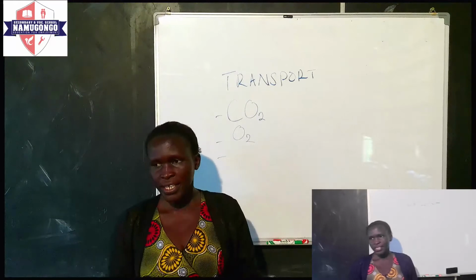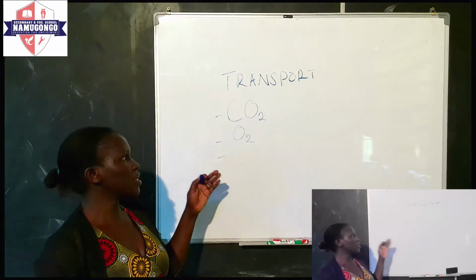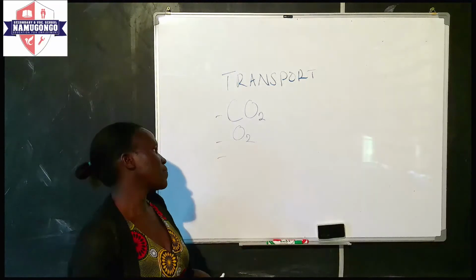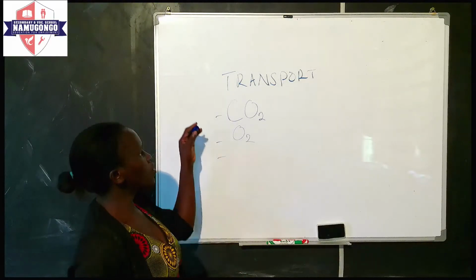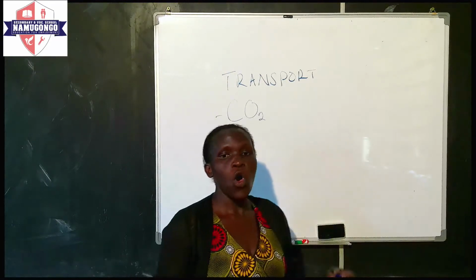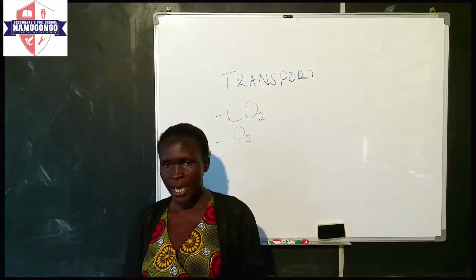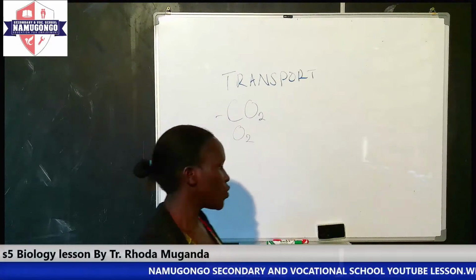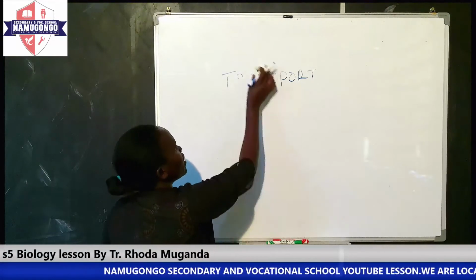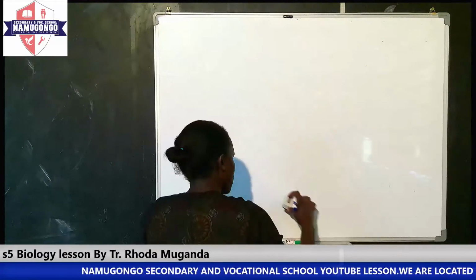Okay, so in that case, we want to look at the different transport forms in the living organisms. So if an animal or a plant requires something, how does it then obtain that particular substance? So we want to look at the different transport forms in living organisms.